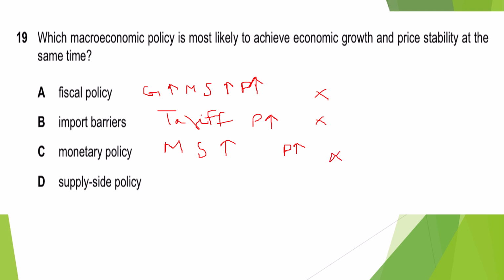The last one is supply side policy. Let's suppose the government is investing in education, or providing free training to the people. So yes, this is not going to affect inflation and the economy is going to grow. So yes, D would be the correct answer for this MCQ. And for sure, this is the answer.